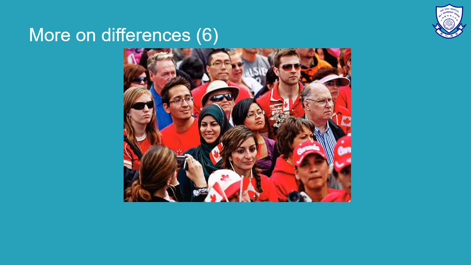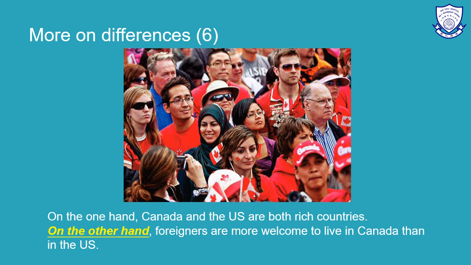Example sentence number 6. On the one hand, Canada and the US are both rich countries. On the other hand, foreigners are more welcome to live in Canada than in the US.